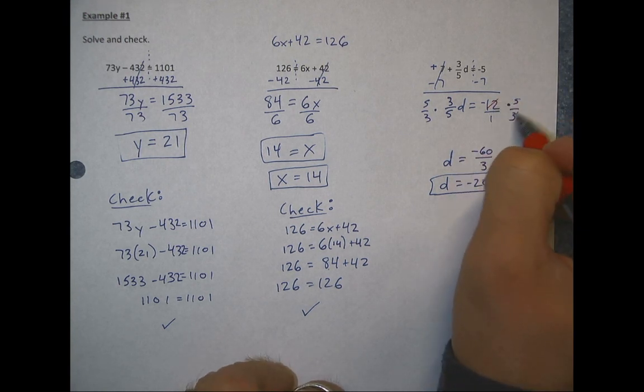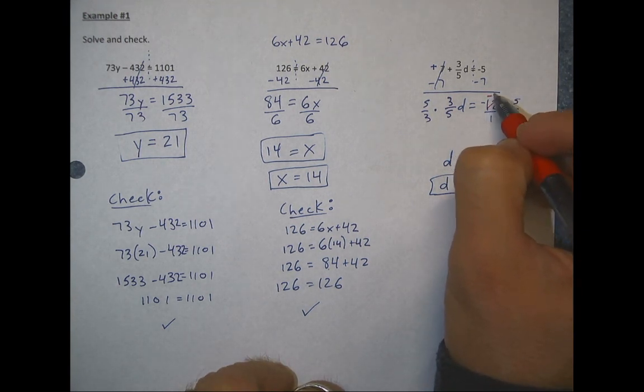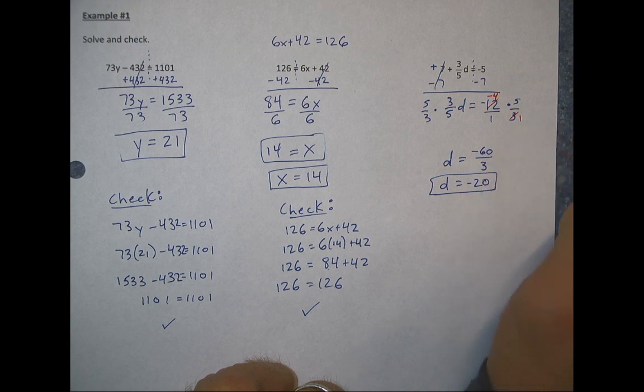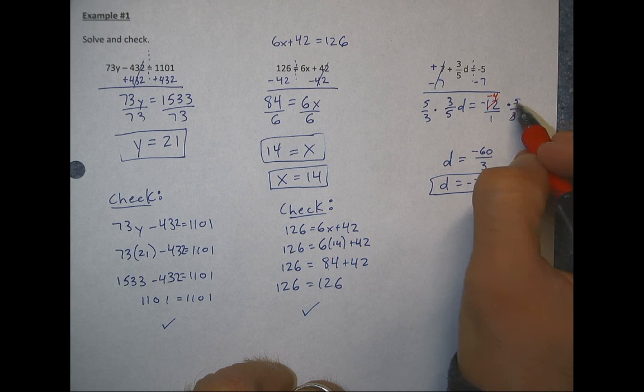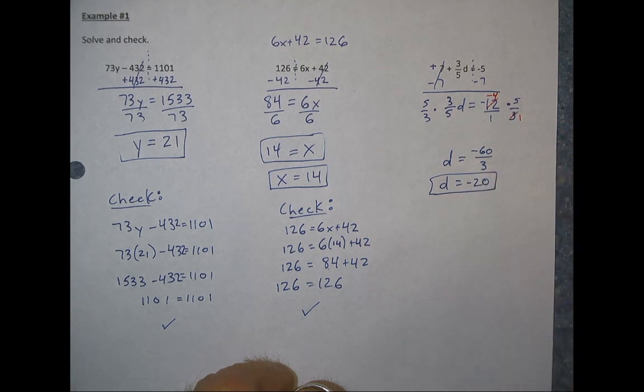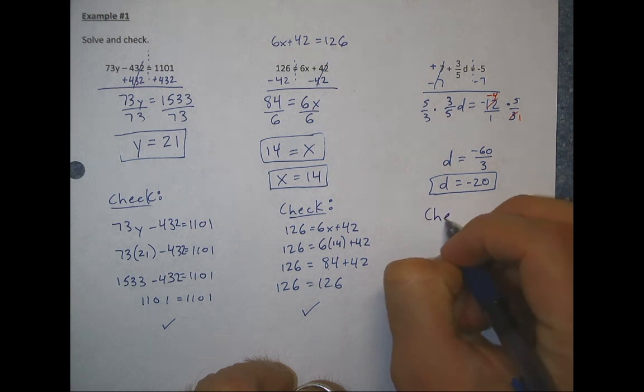So I see the 12 and the 3. So the 12 can actually simplify to a 4 and a 1, because 12 and 3 could simplify. And then when you multiply negative 4 times 5, you'd get right to your final answer of negative 20. So feel free to simplify early if you see it. Let's quickly run the check.